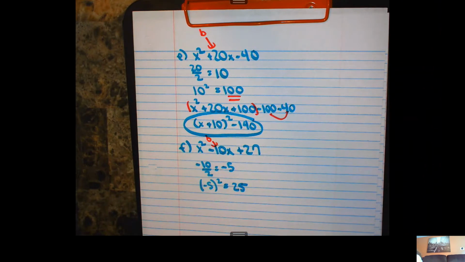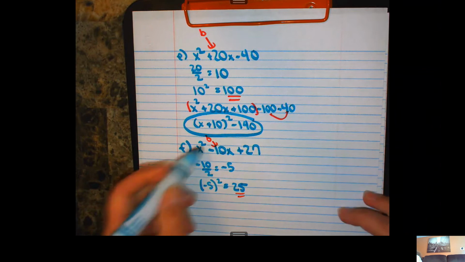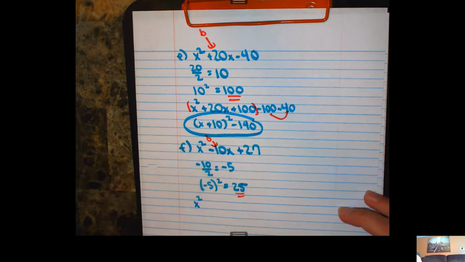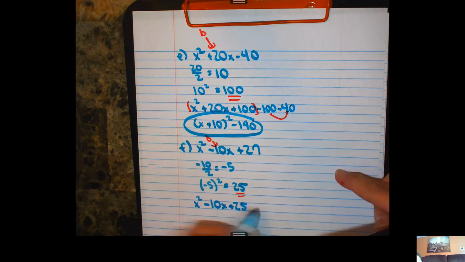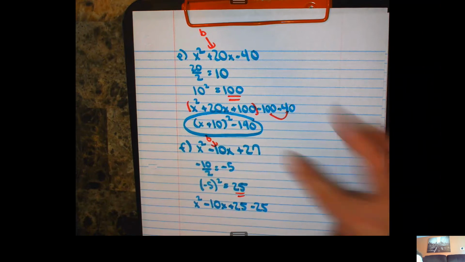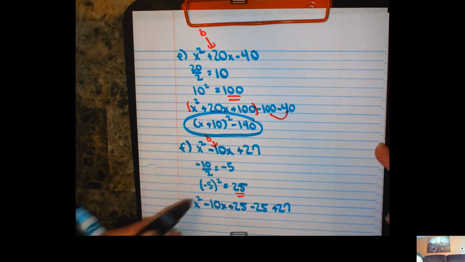Step 3, we're going to add and subtract this number in our original expression. So I'm going to bring down the first two terms, x squared minus 10x. I'm going to add 25 and subtract 25. But don't forget to add the 27. So now what we're going to do, step 4, is rewrite it as a perfect square.